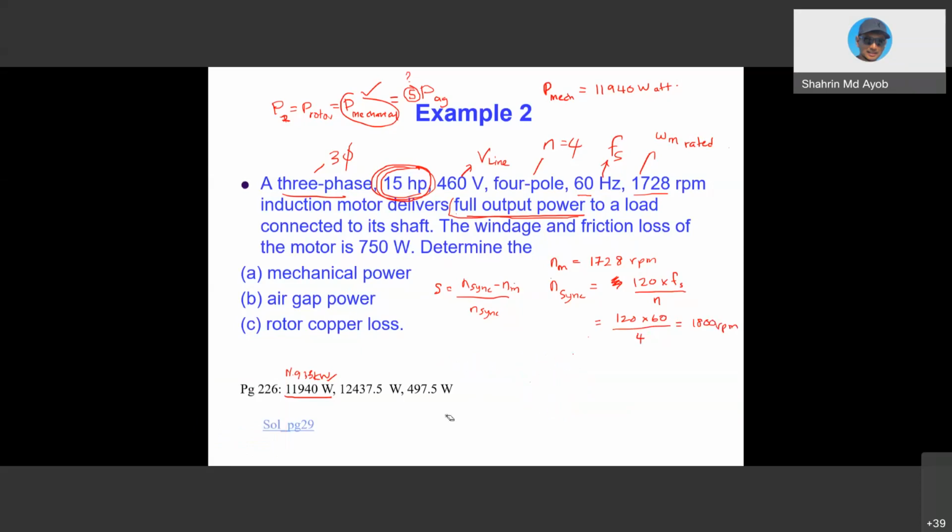So your slip will be, you just substitute the value, 1800 minus 1728 over 1800, which is 0.04. There is no unit because this is just a ratio. Then from the equation we know that P rotor, which is equivalent to the P mechanical, is equals to S times P air gap. So P air gap, P mechanical is 1194 watt over 0.04. So you should get around 12437.5 watt.